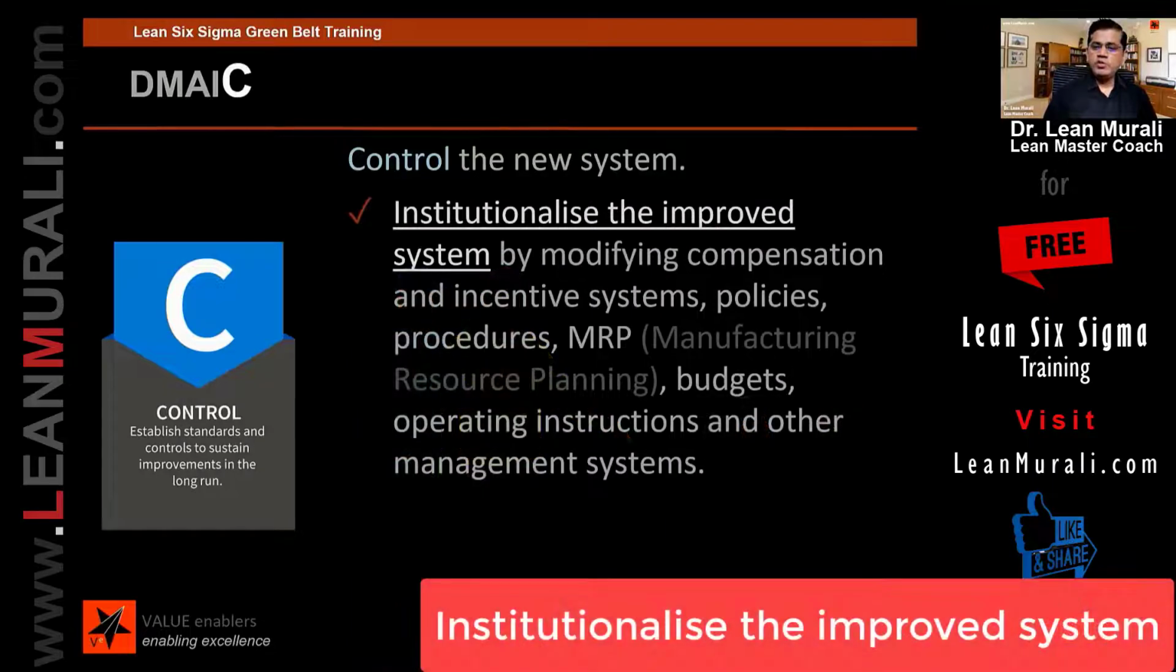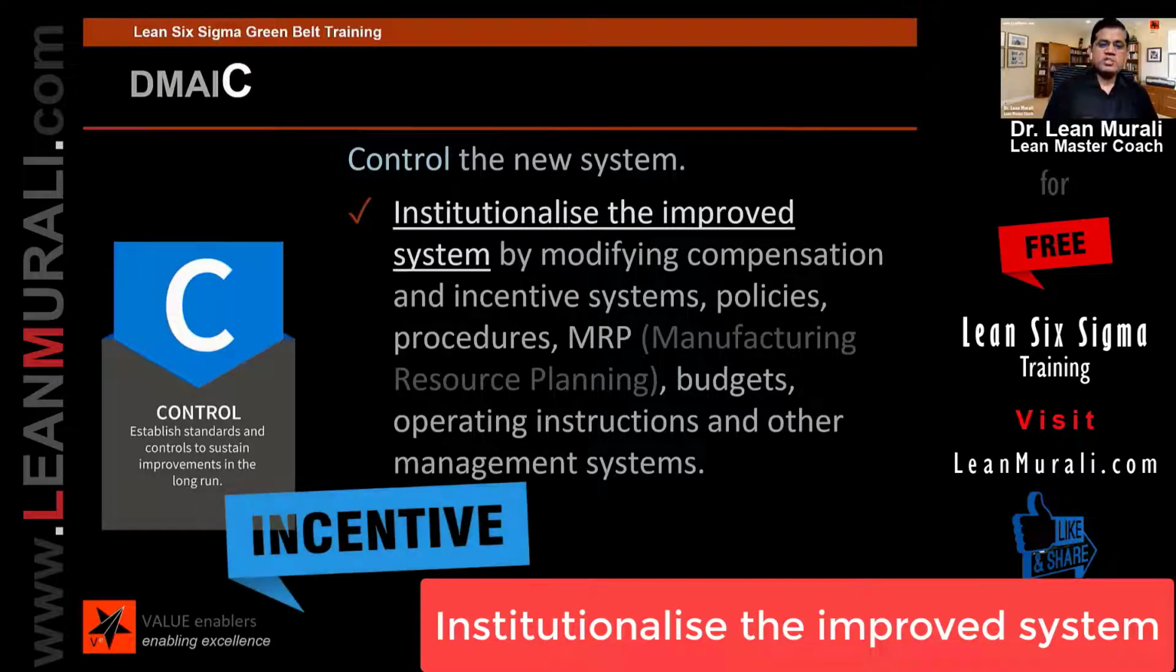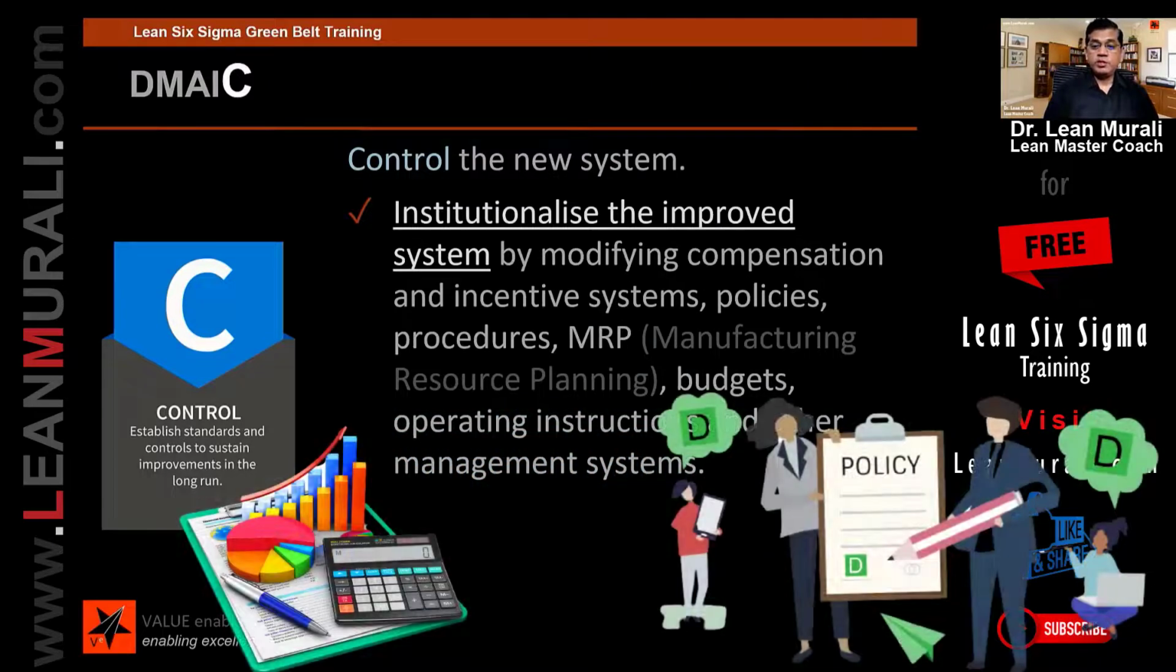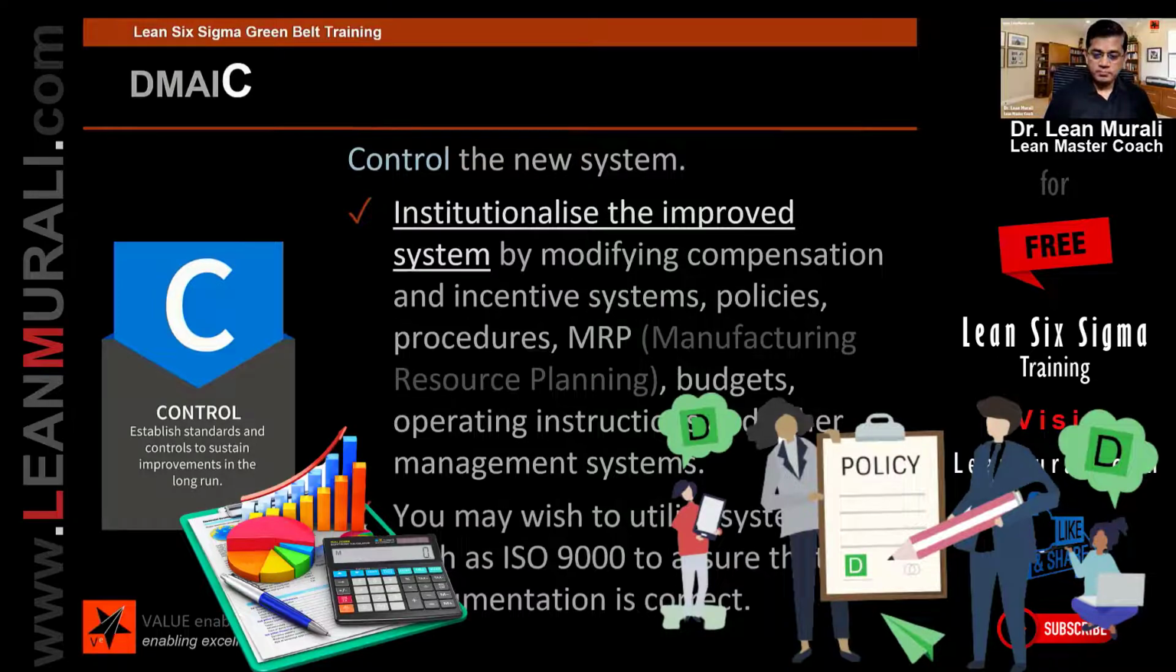So institutionalize the improved systems by modifying. For example, some control method can be compensation systems also. Changing the policies can also be a control method. This is all my own interpretation. This is not given in the books. I have seen that incentive systems can actually bring in some sort of controls. You know, people, policies, procedures, budgets, operating instructions, and other management systems.